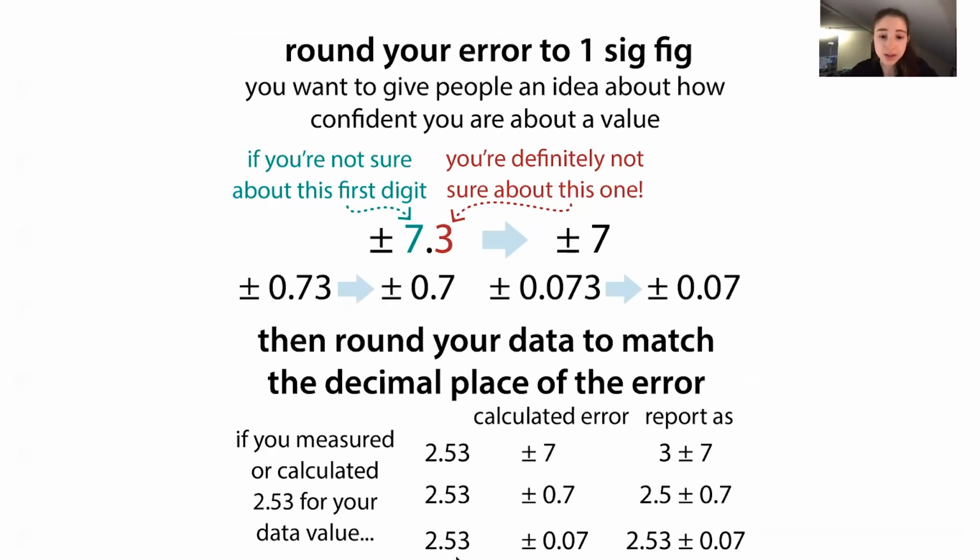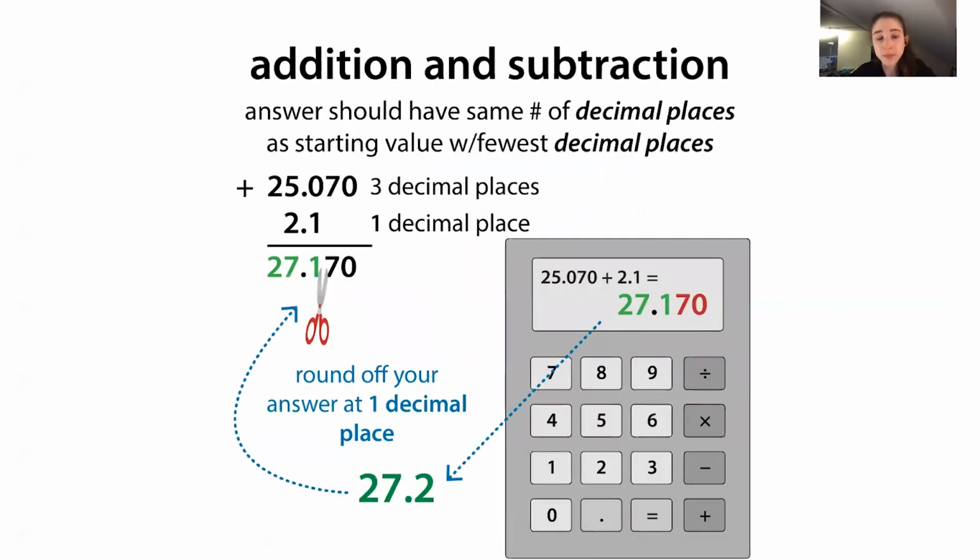So often the value you're getting here is going to be a calculated value. And so now we need to discuss what happens when we're calculating values. We have rules for this too. If we're doing addition or subtraction, the answer should have the same number of decimal places as the starting value with the fewest decimal places.